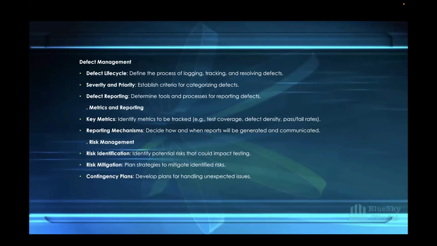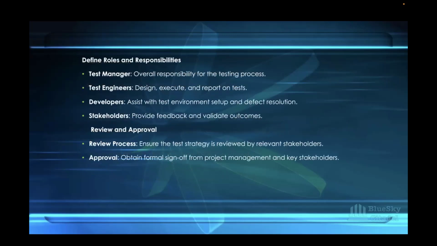Reporting mechanism: you have to decide how and when reports will be generated and communicated. Risk management: first, risk identification, where you identify potential risks that would impact testing. Also risk mitigation, where you plan strategies to mitigate identified risks. Contingency plans: you develop plans for handling unexpected issues. All these things have to be in your test strategy documents.